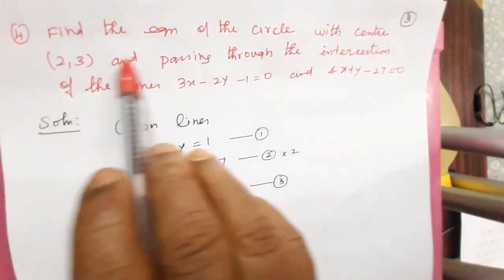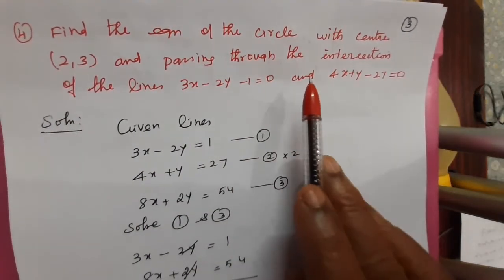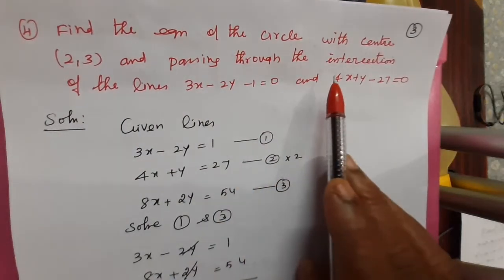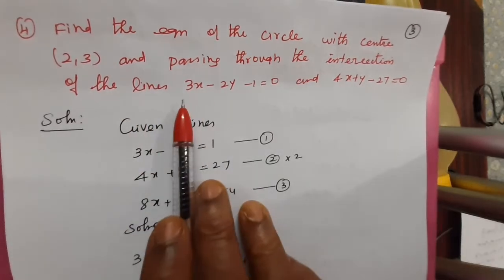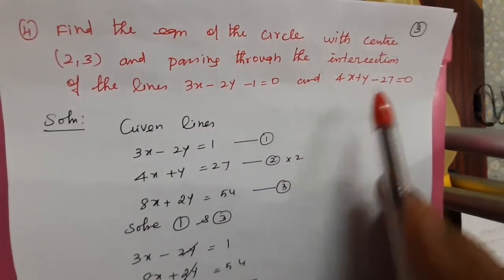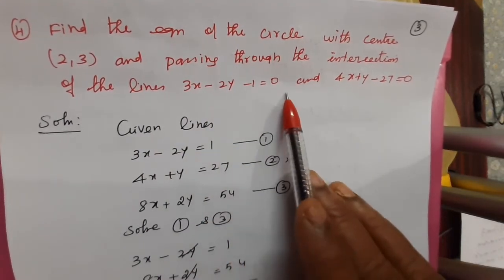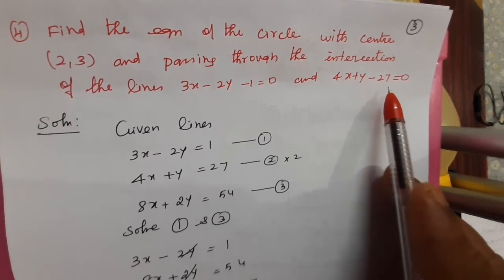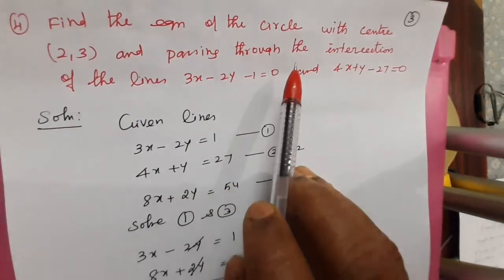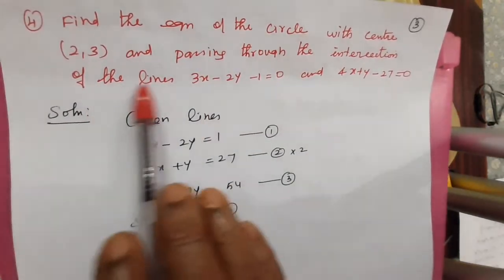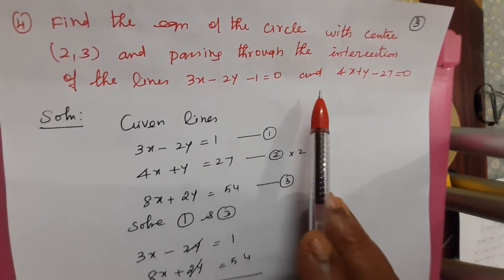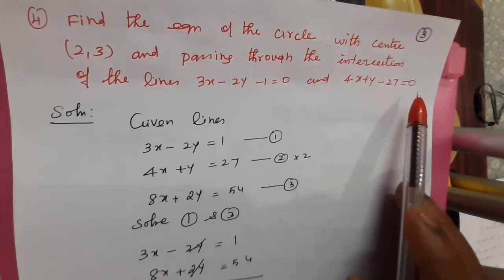See the fourth question. Find the equation of the circle with the center 2, 3 and passing through the point of intersection of the lines. The point is not directly given; two lines are given. The lines are 3x minus 2y minus 1 equal to 0 and 4x plus y minus 27 equal to 0.